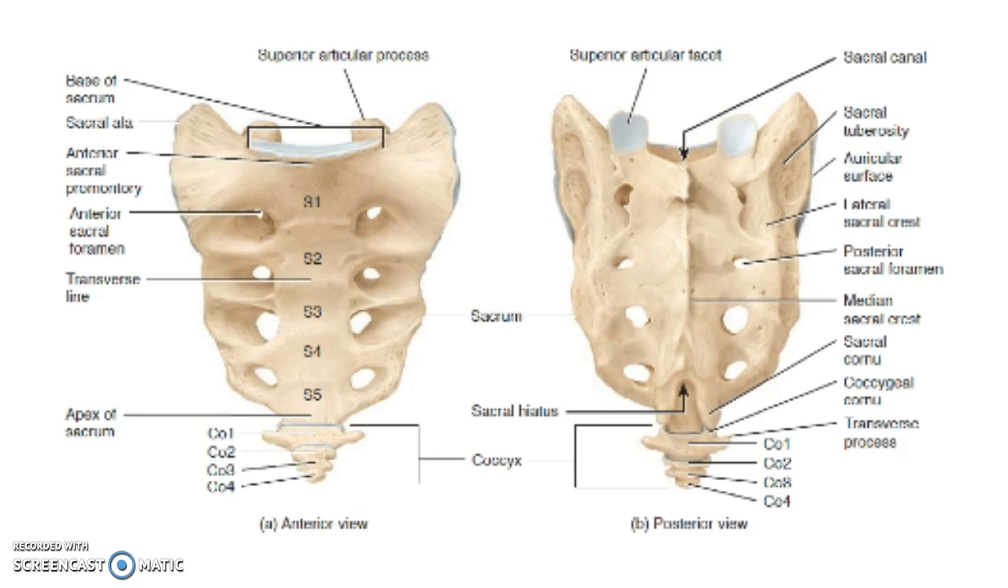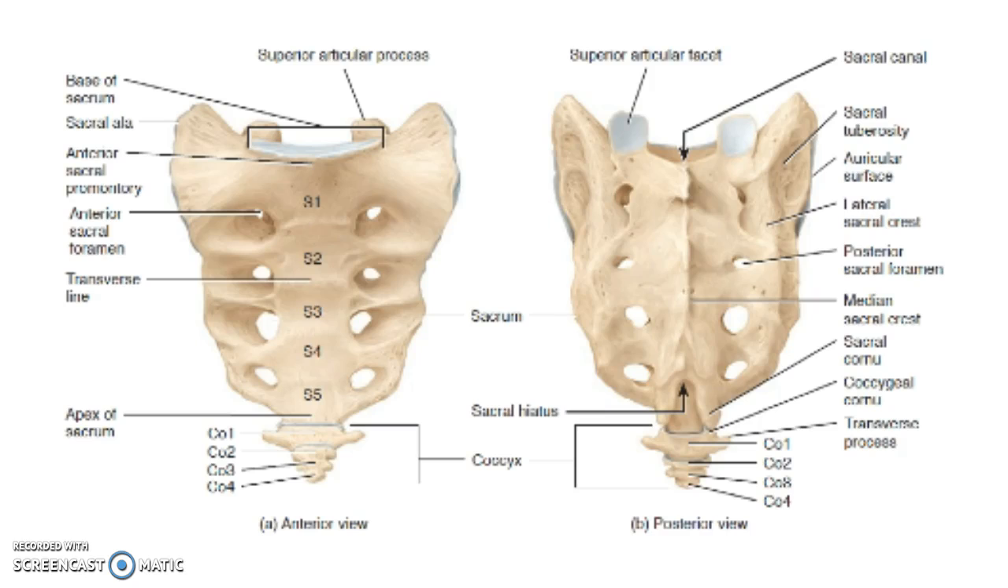Anteriorly, transverse lines or ridges form where the sacral bodies fuse, and you can see those right here anteriorly. Posteriorly, you have the median sacral crest, a midline ridge that's formed right here in the back of the sacrum that is the fused spinous processes of S1 through 3 or 4.